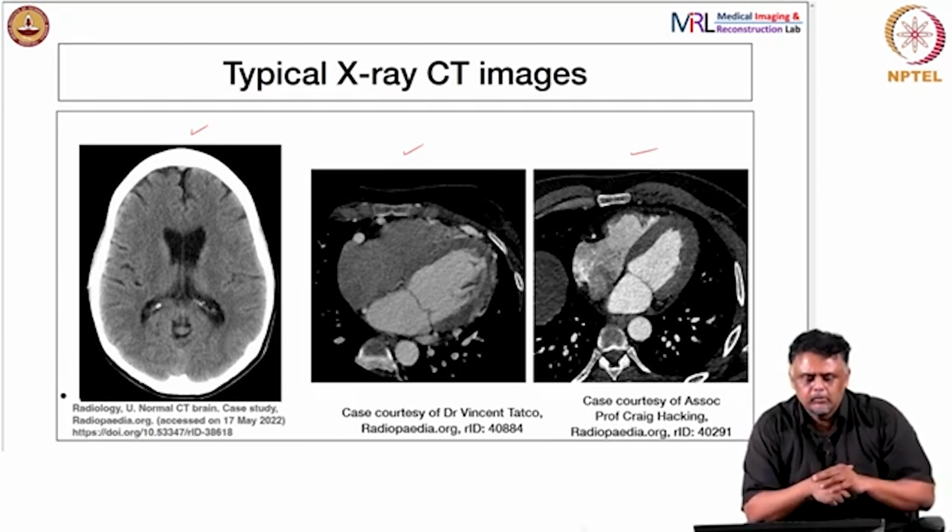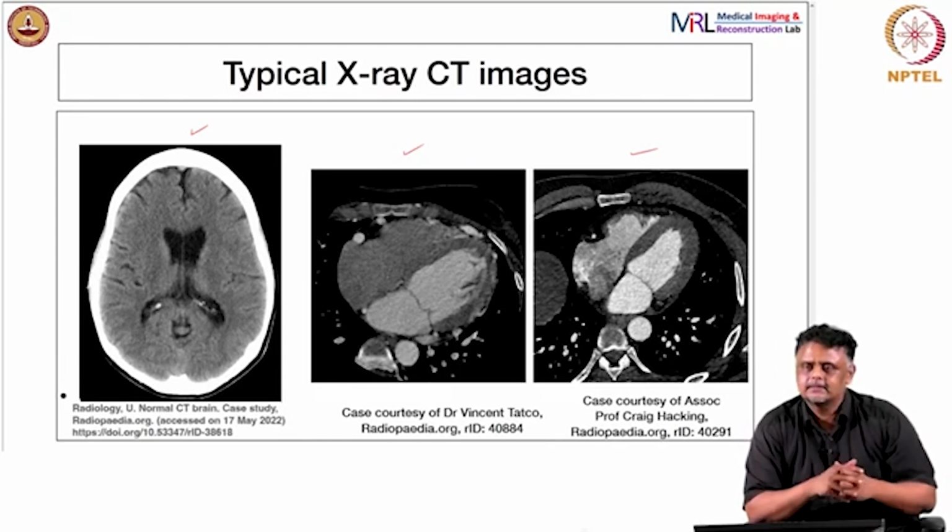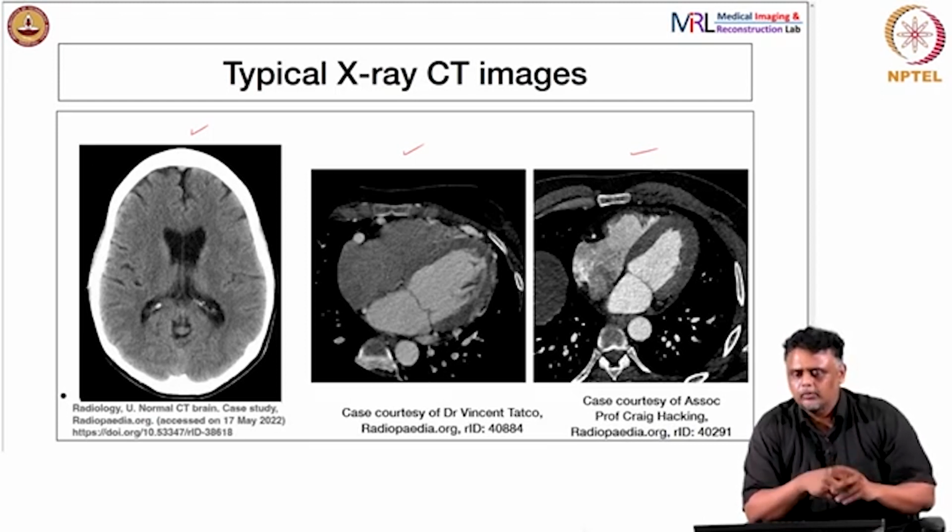We will move on to other imaging systems in the next class, and hope to complete them so that you get an idea of what each of these imaging modalities offers.